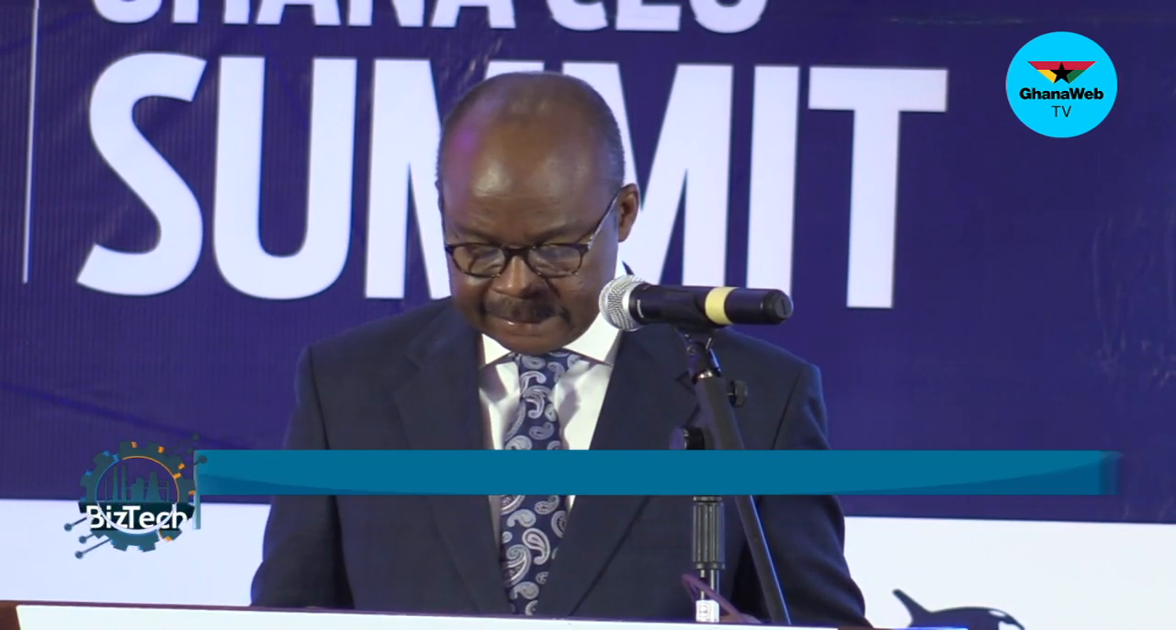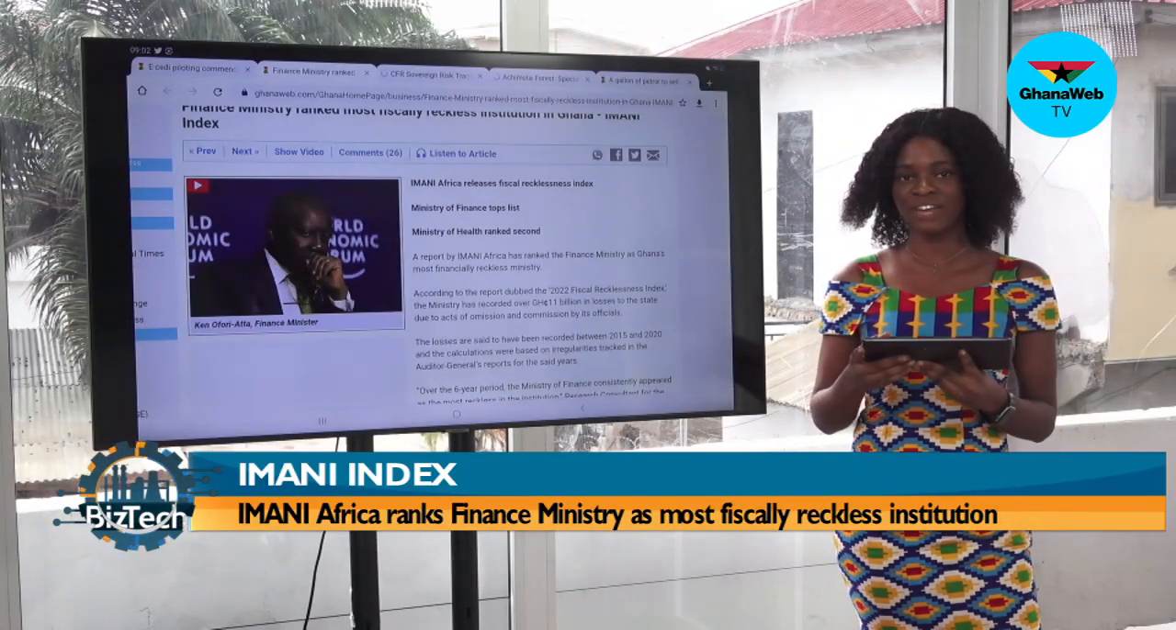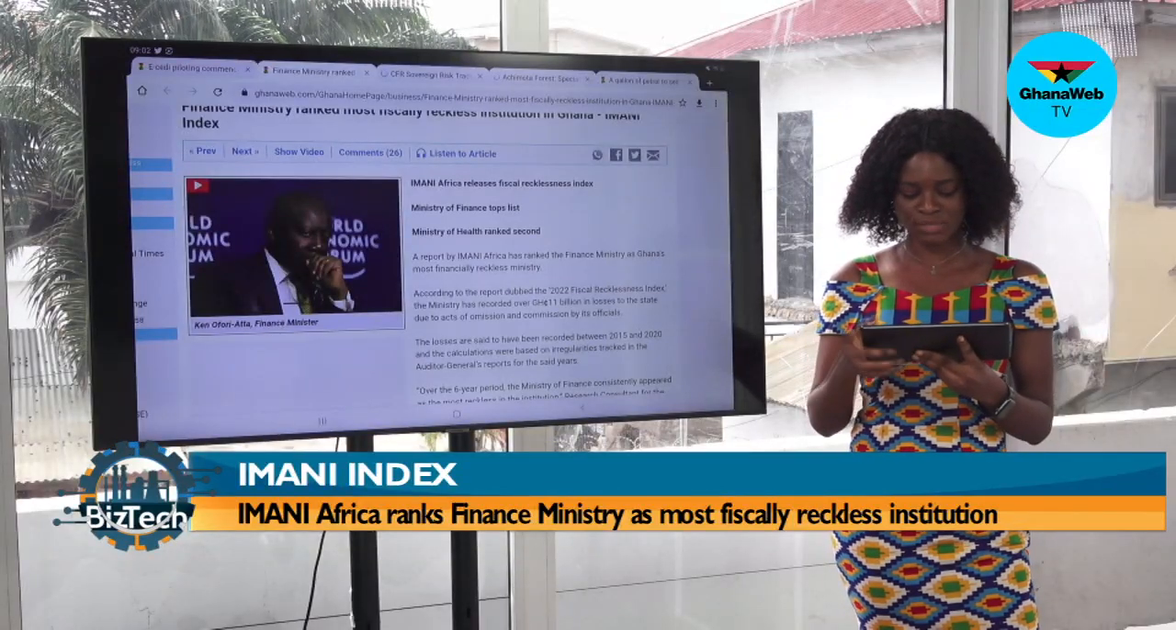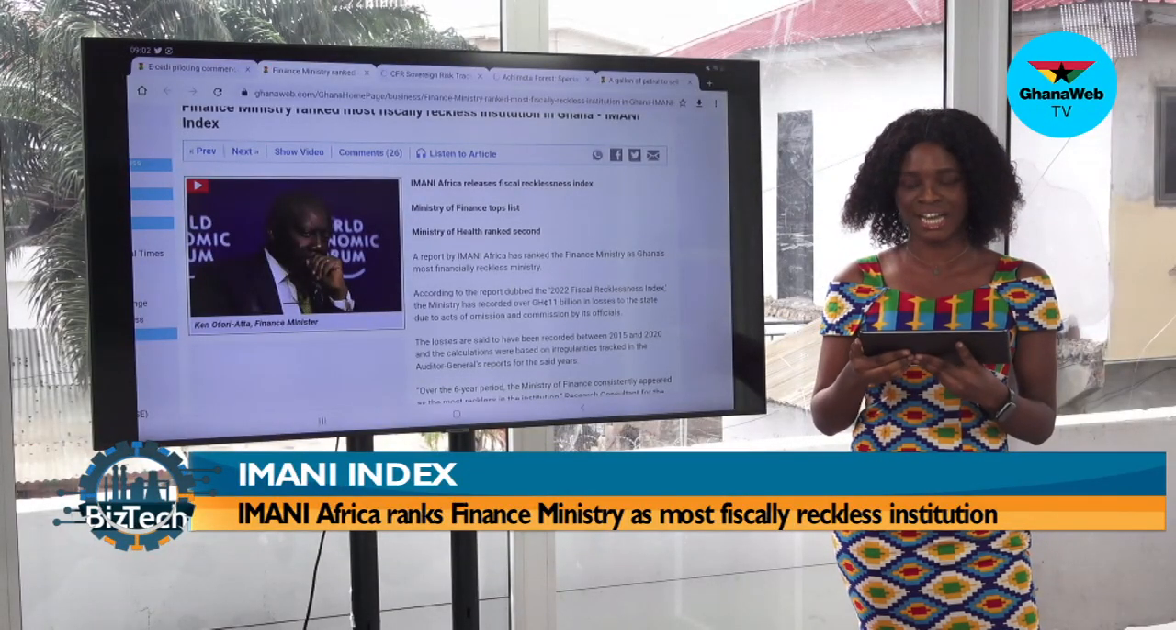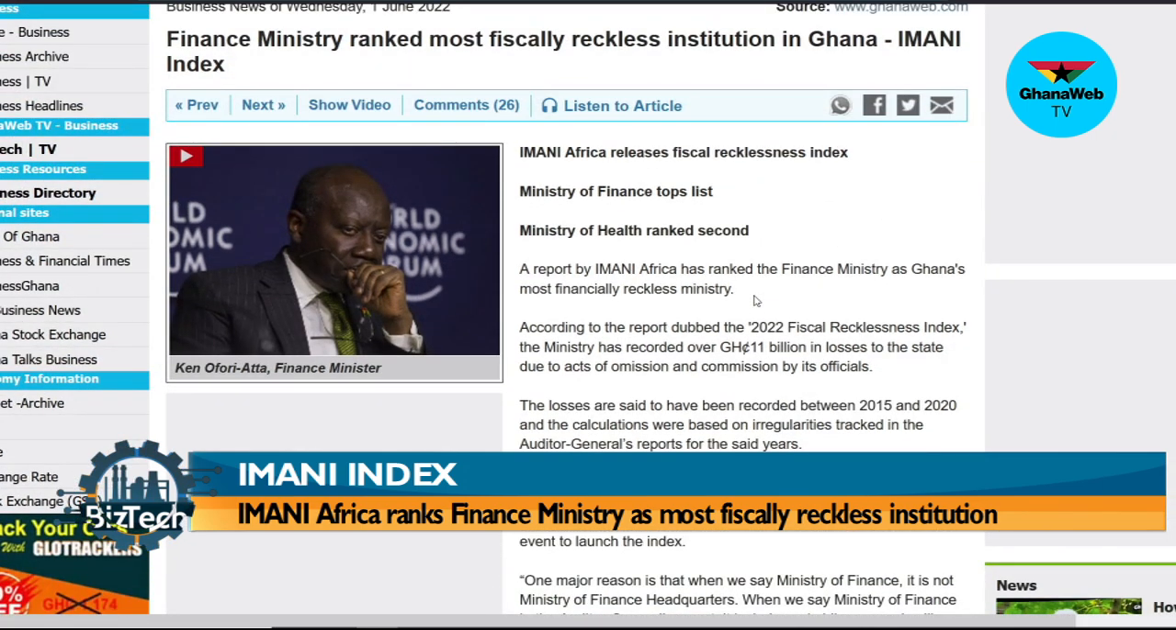These are clearly landmark events in providing digital leadership with the payment systems to lead to a digitized economy in the near future. A report by Imani Africa has ranked the finance ministry as the most financially reckless ministry in the country. According to a report dubbed 2022 Fiscal Recklessness Index, the ministry has recorded over 11 billion cedis in losses to the state due to acts of omission and commission by its officials.